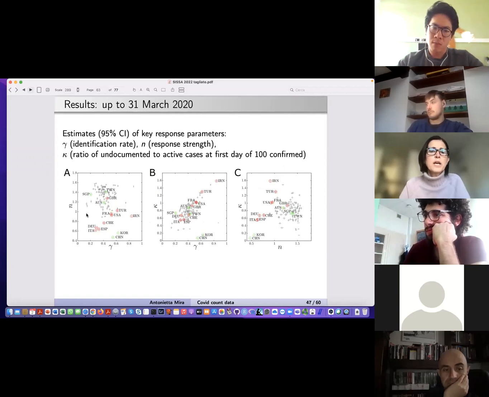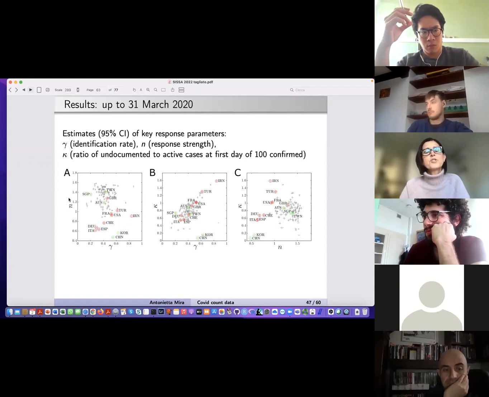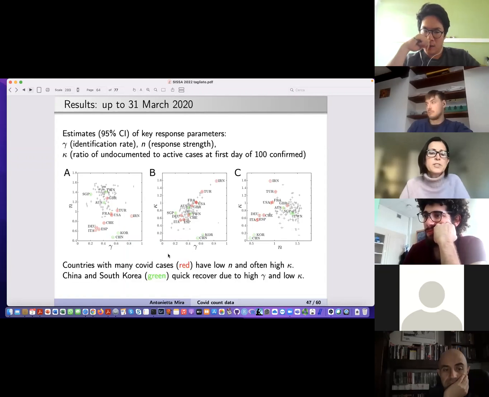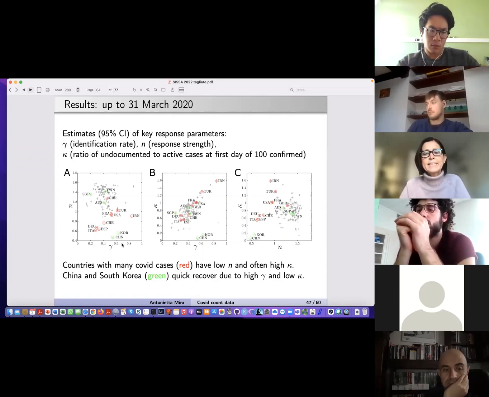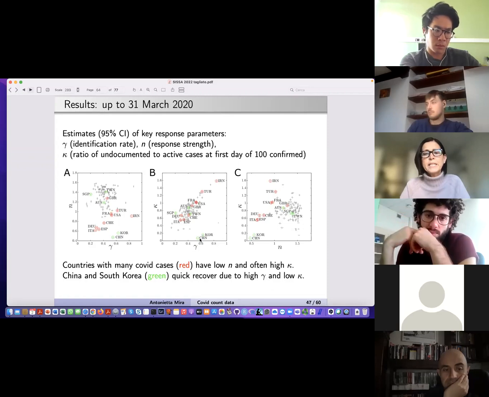Here you see some plots where in the first plot, we plot the identification rate, gamma, against the response strength. Here you see that the red countries, countries that at that time had many cases like Italy, Germany, Spain, have a very small identification rate. On the other hand, countries like China and South Korea, that at that time did not have many cases compared to other countries, had a very quick recovery due to high identification rate. You see here Korea and China, and low K.